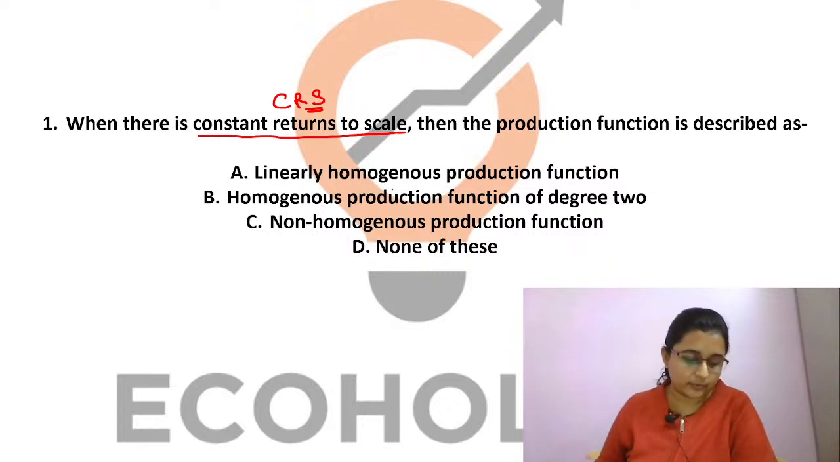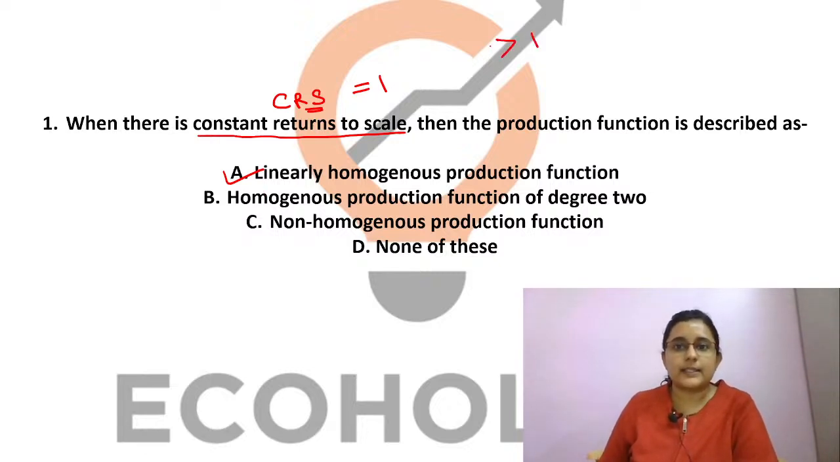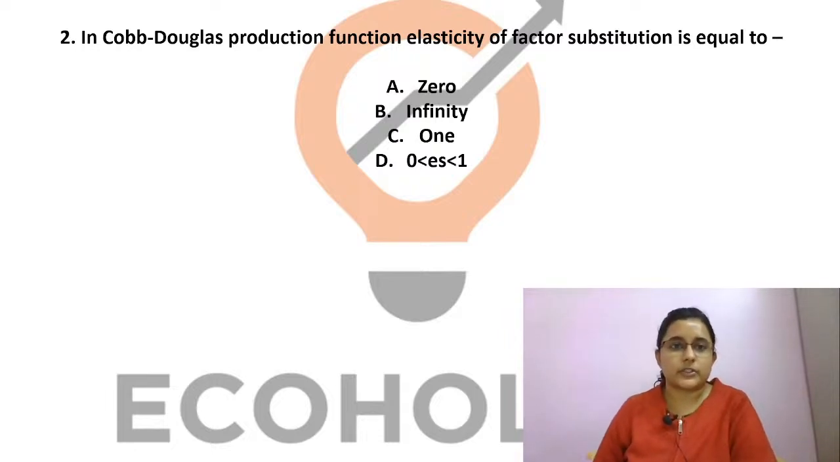Option A. Very good, very good, very good. I've got many correct answers. This is a linear homogeneous production function because we are talking about CRS. Here the production function's degree is equal to 1 in case of CRS, greater than 1 in case of IRS, and less than 1 in case of DRS. So it will be a linear homogeneous production function. Very good. Well done.